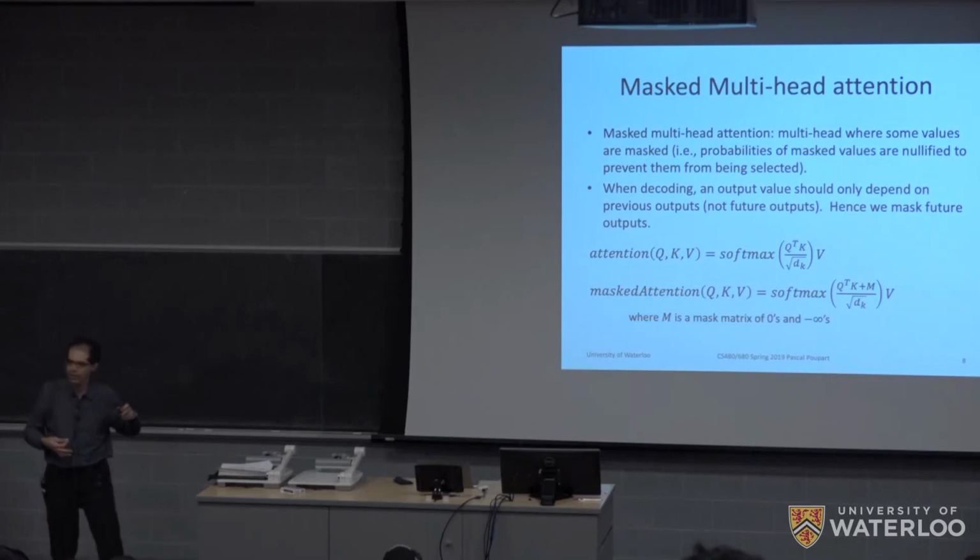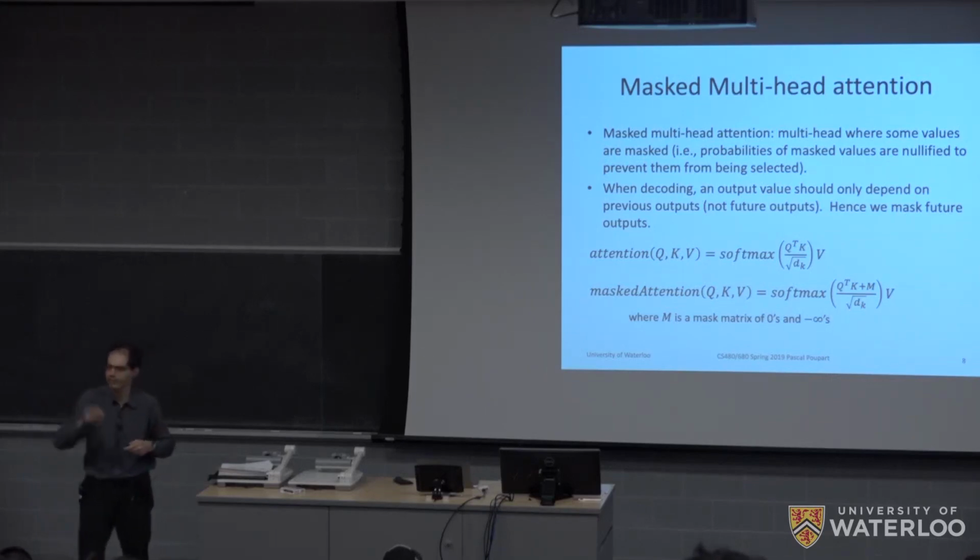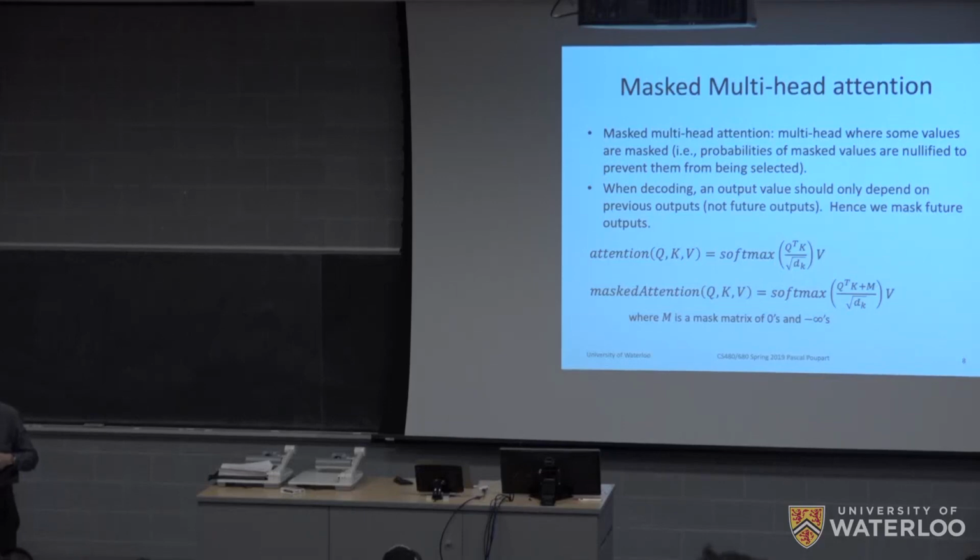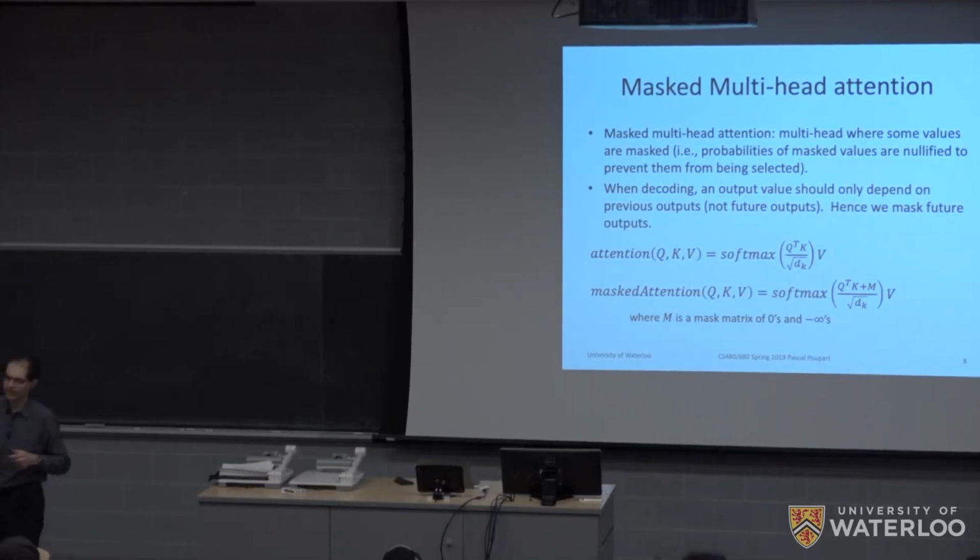Any questions regarding this? Yeah? Sir, for masking, why do they use adding with a matrix with minus infinity? Why not just do some sort of Hadamard product, pairwise product?